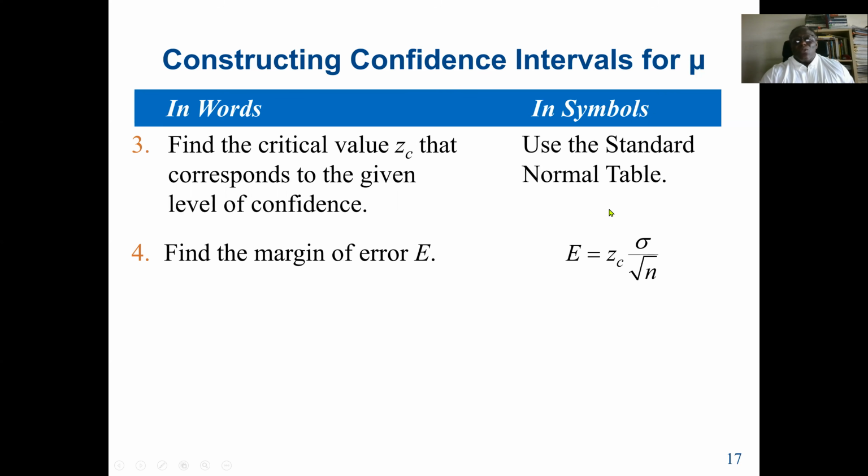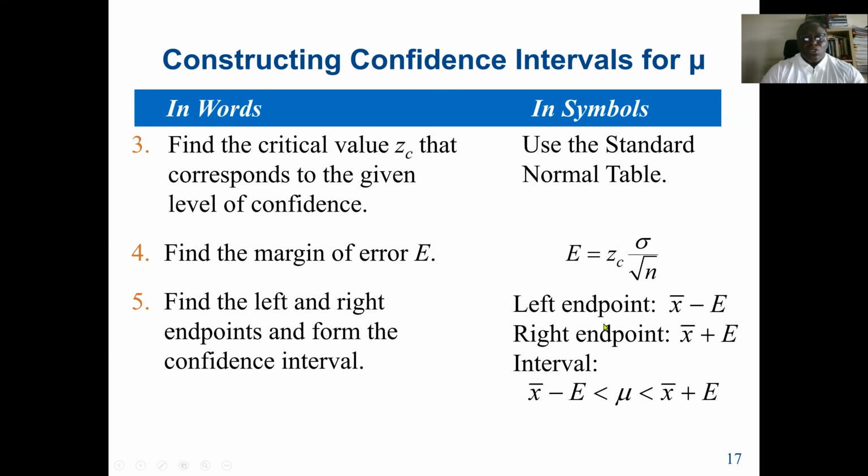Then if we know that, we can find the margin of error. The margin of error is what? The ZC is what we find in number 3, the critical value ZC that corresponds to the given level of confidence. So the margin of error E equals ZC times the standard deviation divided by the square root of n. Then now we're going to find the left and the right endpoint, then we form the confidence interval. The main thing is finding the margin of error. We subtract it from the mean, we get the left starting point. We add it to the mean, we get the right starting point.